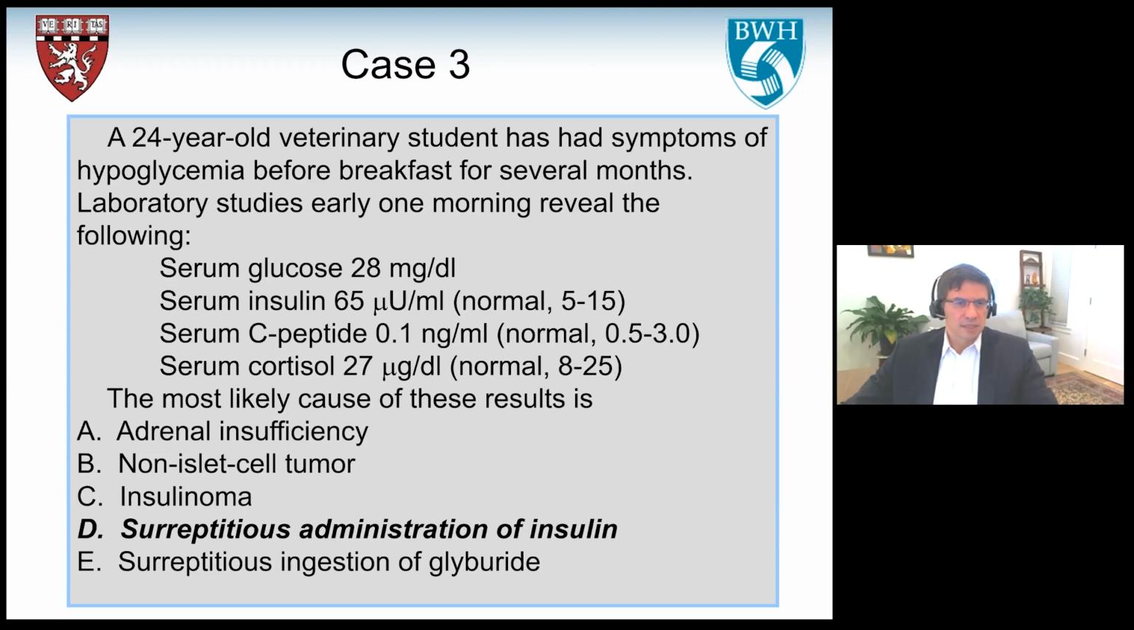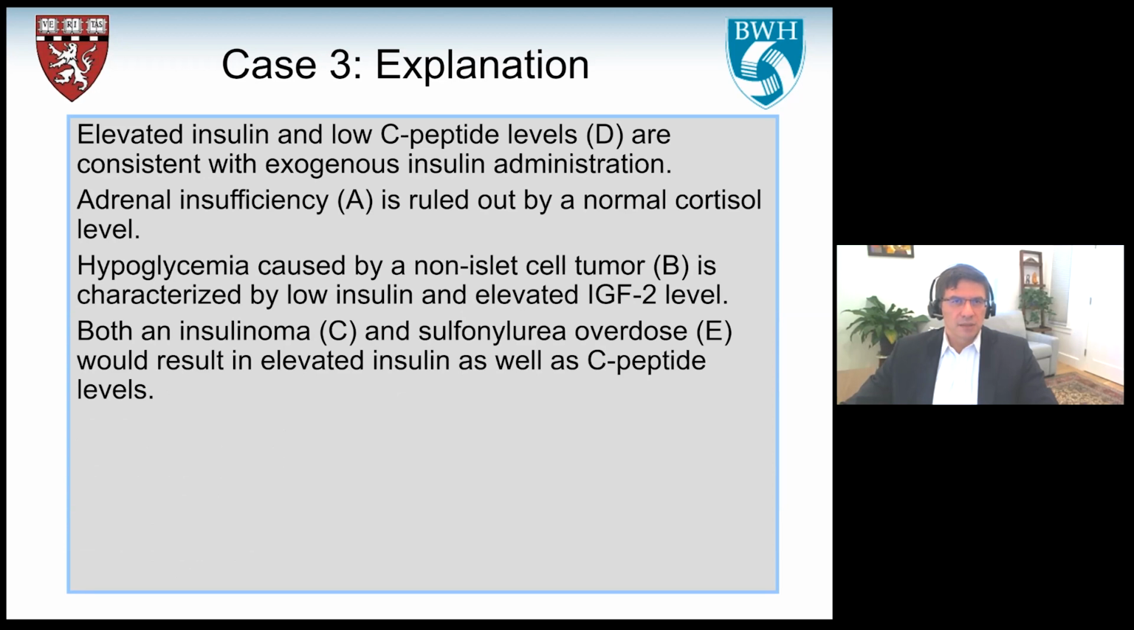The right answer is D, surreptitious administration of insulin. Elevated insulin and low C-peptide levels, as demonstrated in option D, are consistent with exogenous insulin administration. Adrenal insufficiency is ruled out by a normal cortisol level. Hypoglycemia caused by a non-islet cell tumor, or option B, is characterized by low insulin and elevated IGF-2 levels. Both an insulinoma and sulfonylurea overdose would result in elevated insulin as well as C-peptide levels.